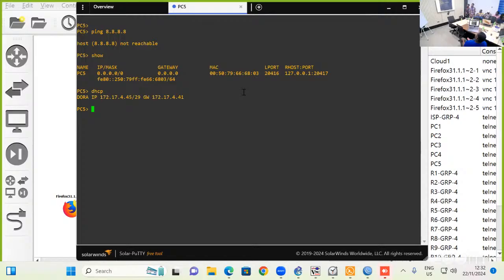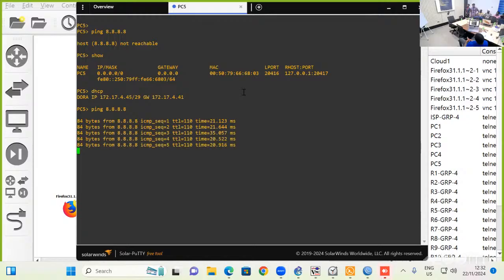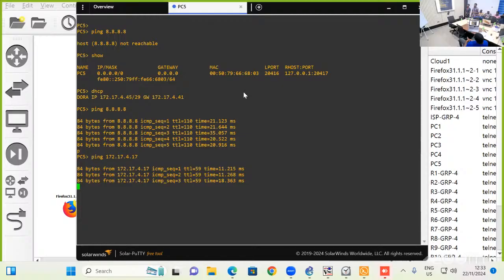Okay, no, while we're going, ping 8.8.8.8. All right, the computer can go out to the internet. Then let's ping router 4. It's 172.17.4.17. Okay, it's responding also.